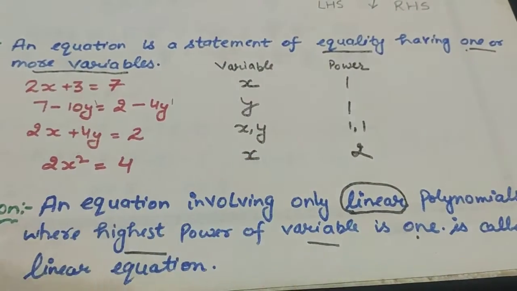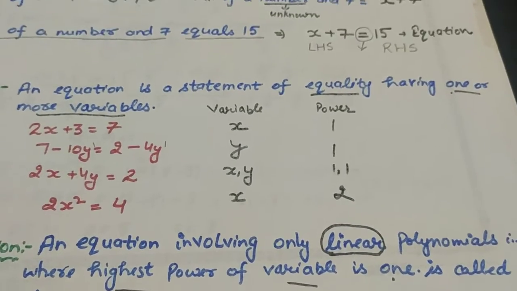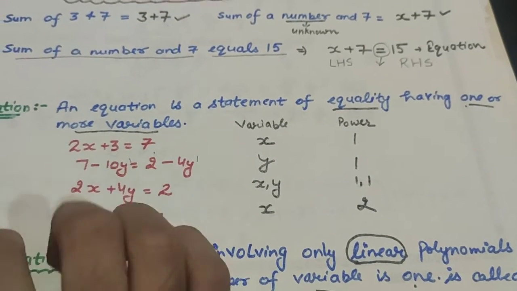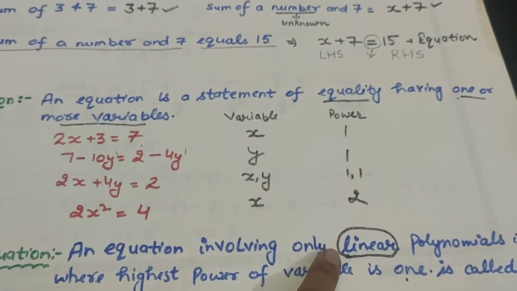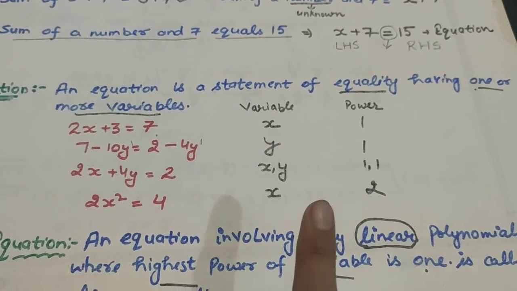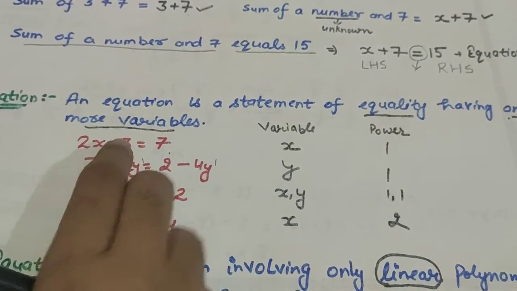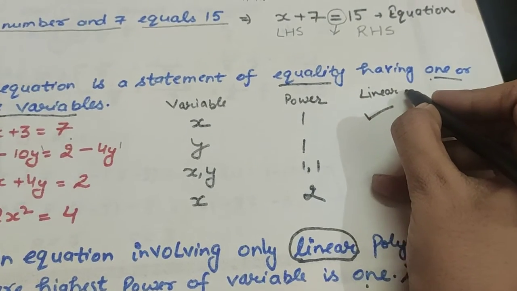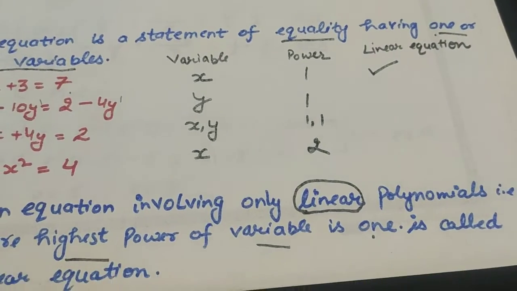Let us look at these examples and check which equation is a linear equation. First example, 2x plus 3 is equal to 7. Well, this is an equation. Does it include only linear polynomials? That means, does it have the highest power 1? So the power is 1, right? That means this equation is a linear equation. So we will write down a tick if it is yes, and we will write down a cross if it is no.